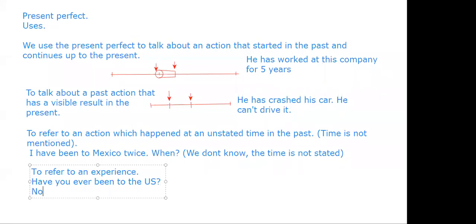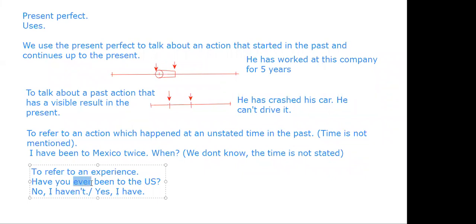So you can say no. I haven't. It's not complicated. Simple answers. Or yes, I have. Okay? And that is the last use, to refer to an experience. Have you ever been to the US? So ever is a word that we use in the present perfect, basically in questions. In the affirmative, we will see it later on, but in questions, we use it a lot. There is a famous game called Never Have I Ever. Yeah, something like that.